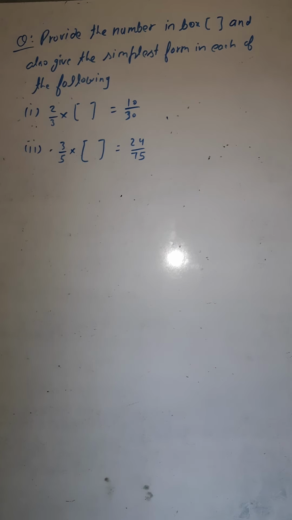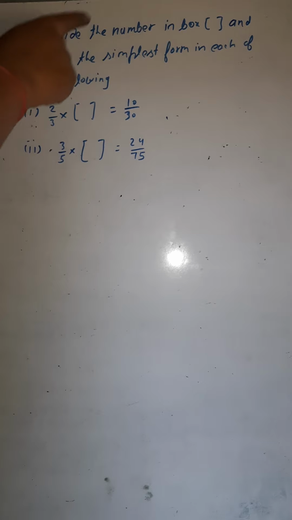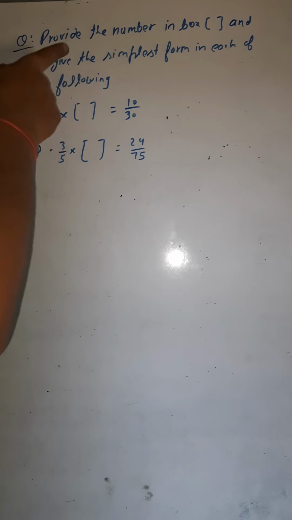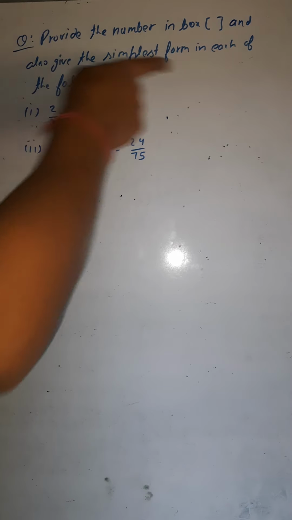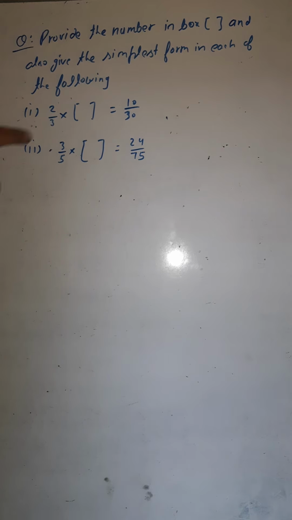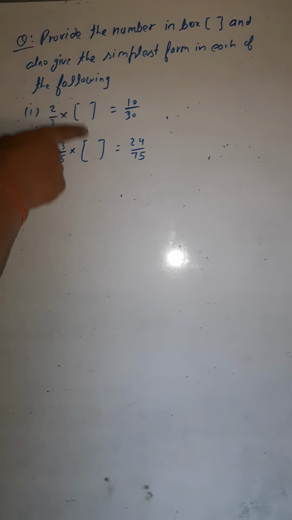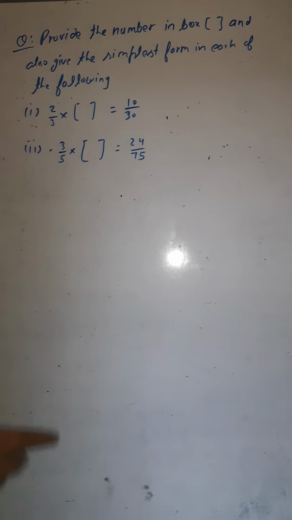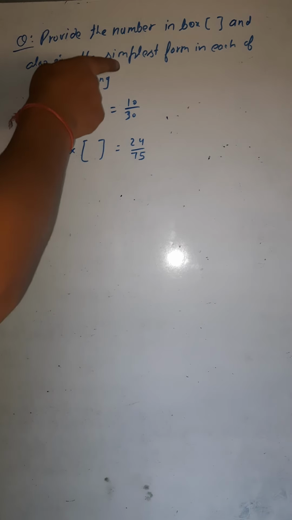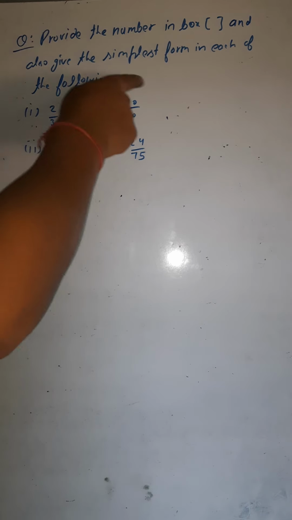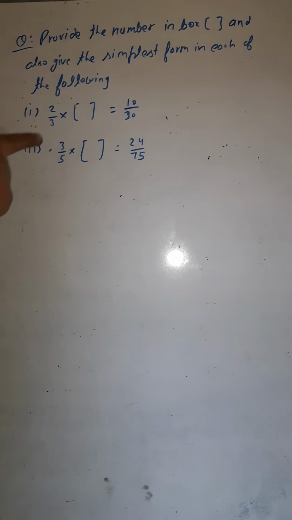Now here you have the second question. The question is: provide the number in the box and also give the simplest form in each of the following. Which number would come in this box, that you have to tell. Then at the last you have to give the simplest form of the answer. So first you tell me which number would come in the box.